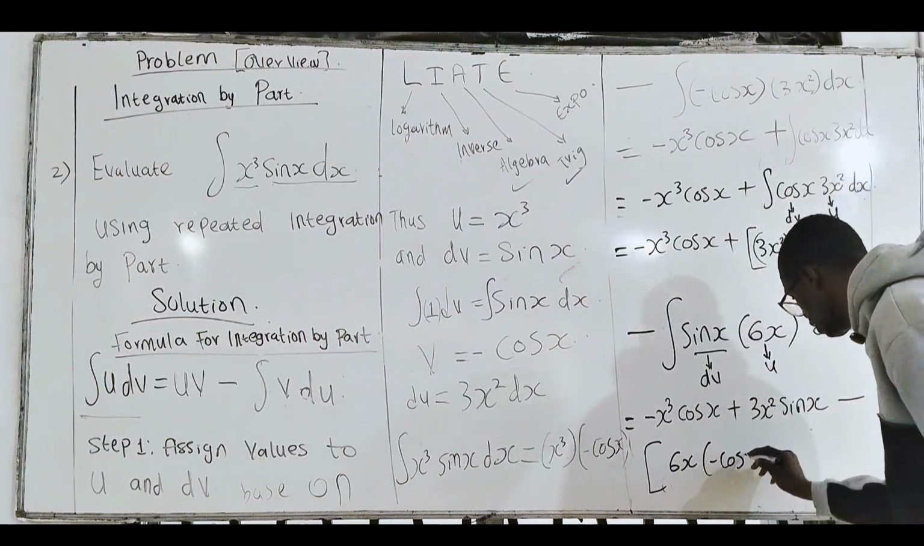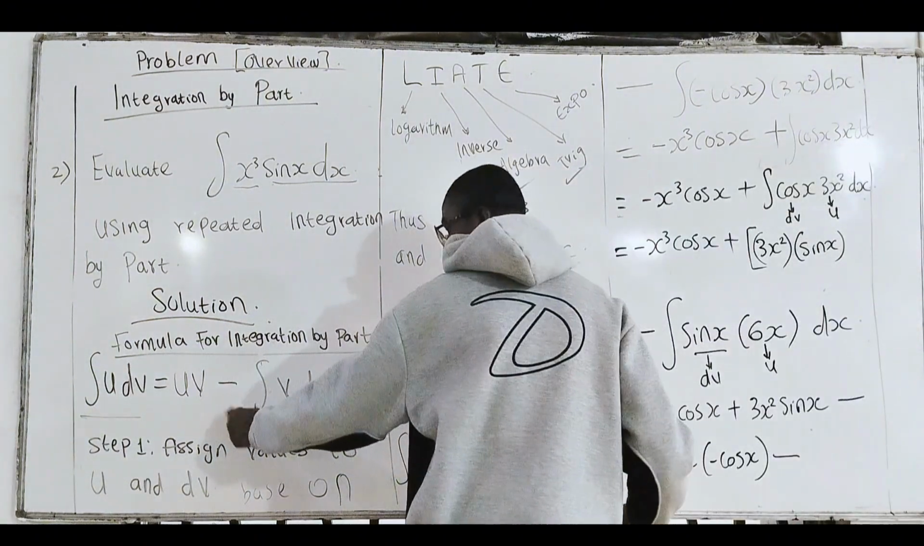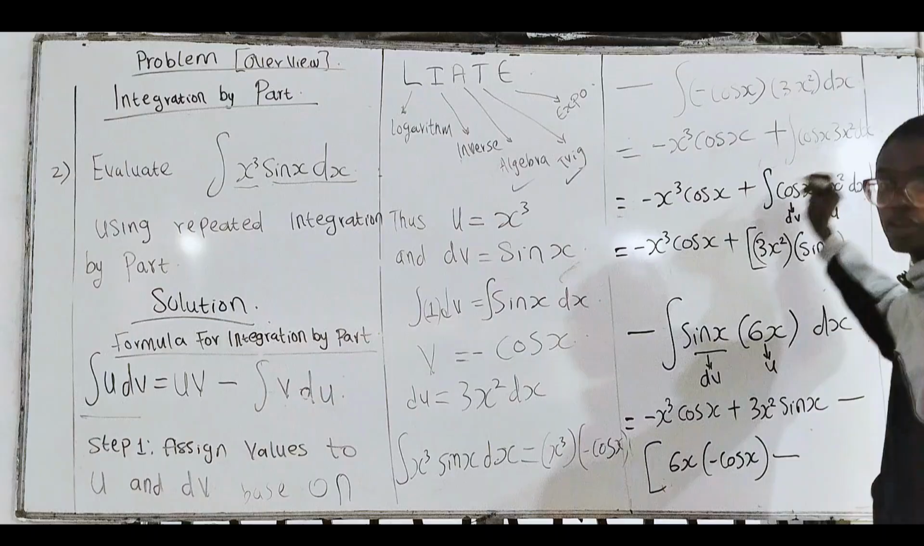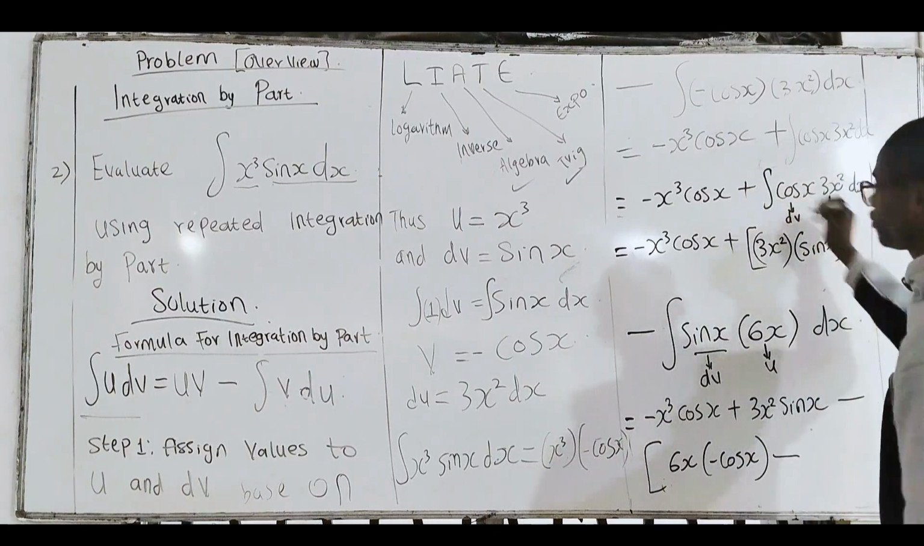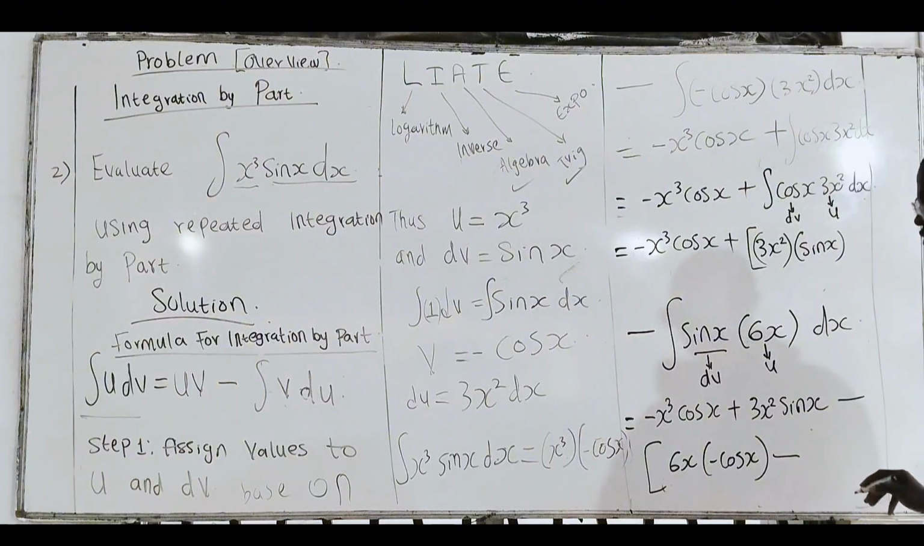Minus cos x, based on the formula. We are implementing the same formula. In each case we get stuck and the same scenario plays again. You understand? So we'll take this as if it's a new question and implement this formula. Beautiful. So now we have this as the integral of what is our v?